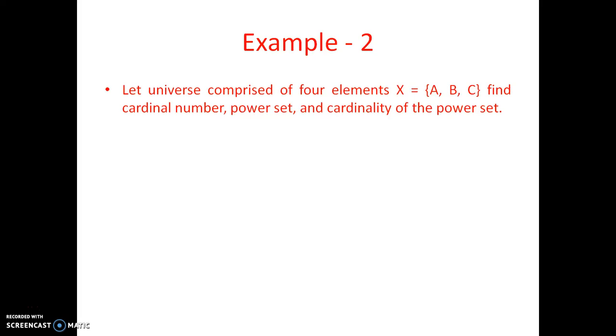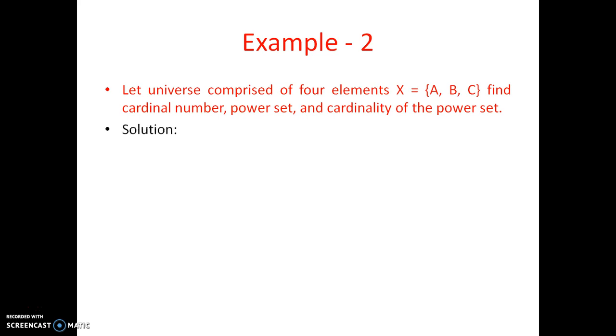So I can frame phi, I can frame single element sets as 3: {A}, {B}, {C}. So in total I have 4 elements in my power set, and next the 2 element sets: {A, B}, {B, C}, {A, C}, so they are 3, so 4 plus 3 is 7, and next the whole set is always there, {A, B, C}. So with that one, there are 8. So according to the formula, the cardinality of the power set is 2 power η(X), that means 2 power 3. So there are 8. So this is the solution for this example 2.